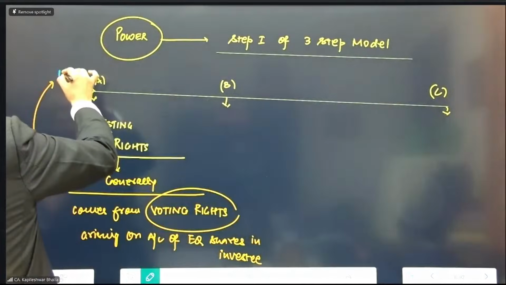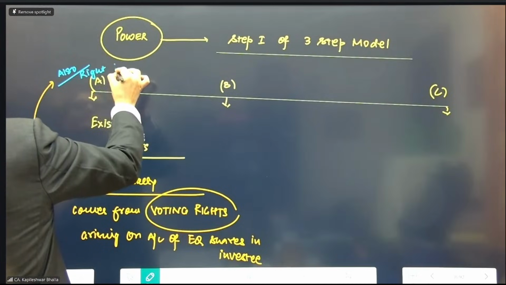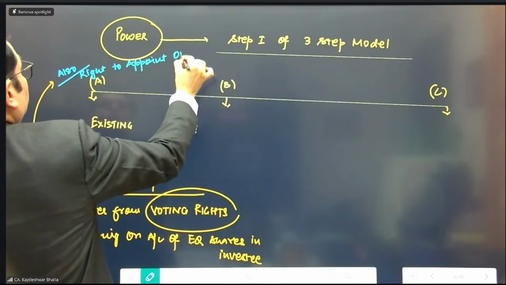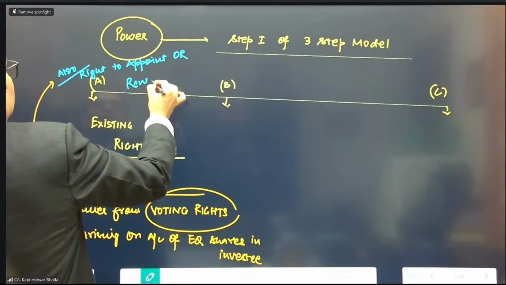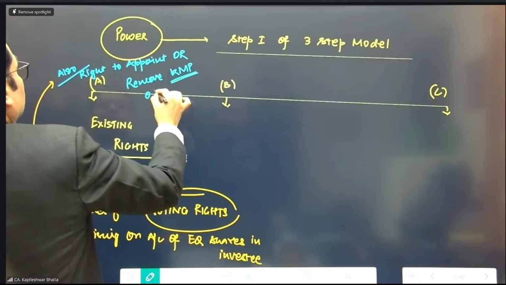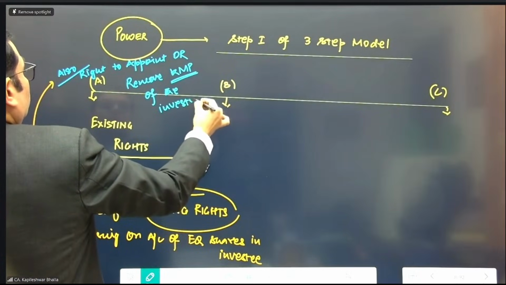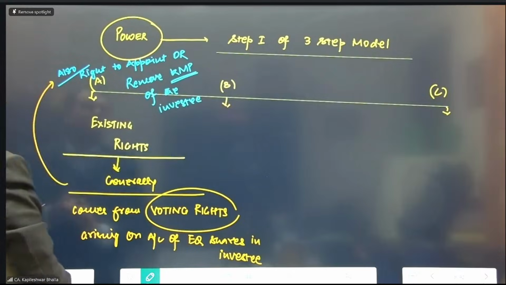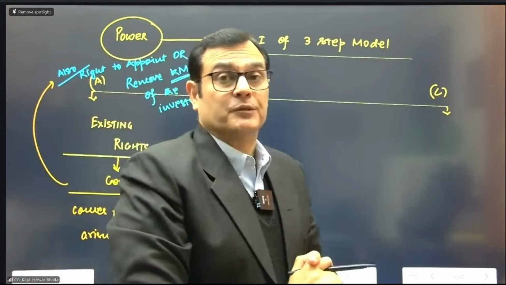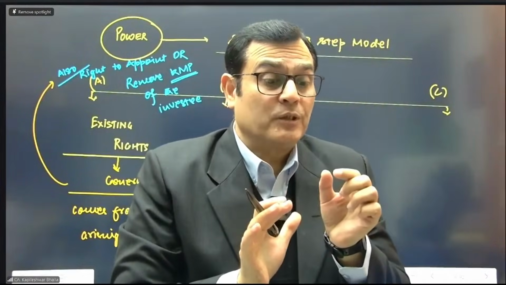And just to add on the point, this can also arise from the right to appoint or remove the key management personnel, KMP, of the investee. If I am in a position to appoint or remove the key management personnel, that is also considered to be an existing right. But generally, when you consider existing rights, what should be the back of the mind is voting rights.